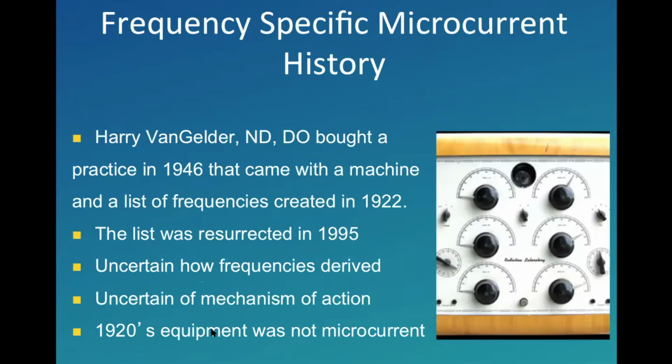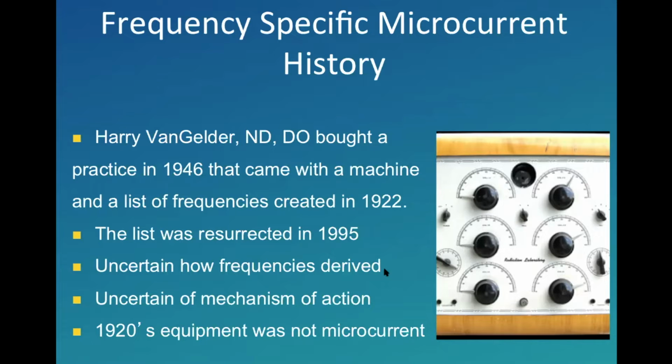It was a thing. Harry Van Gelder bought a practice in 1946, went into the back room, found this machine under the sheet, took the sheet off and found a device that was made in 1922, and that device came with a list of frequencies. The list was resurrected in 1995. George Douglas went down and worked with Harry in 1983, brought the list back and stuck it in a drawer. When I started practice in 94, he bought a Precision Micro two-digit blue box device, and we hauled the list out. In 1994, 95, really, we started using the frequencies with the blue box.